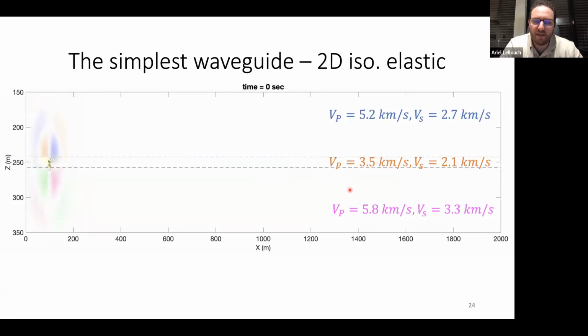But let's forget about all that and think about the simplest waveguide that I could think of. This is a modeling exercise, and this is a 2D isotropic elastic world. It's only made up of 3 layers. I didn't even bother changing the density. It's just 3 layers with different velocities, with the layer in the middle having the lowest one of all. And I'm going to generate a source in that low velocity layer, which would be what happens if you have a perforation shot or a fracture opening.